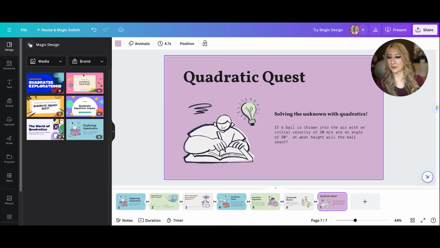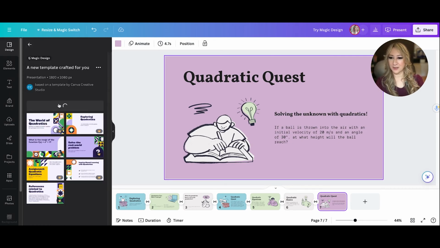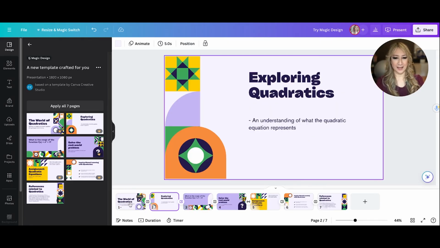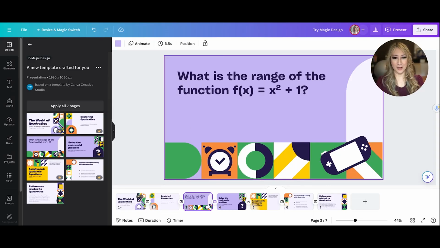Okay, so let's have a look at just one more. I'm pretty impressed with that first one. Actually, I like the approach. Let's apply all 7 pages here. The world of quadratics. Okay. Exploring quadratics. What is the range of the function? Okay. I would probably like to start off with the graph first. So again, the first presentation is the best.